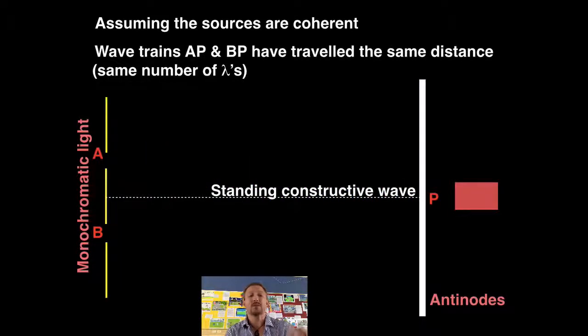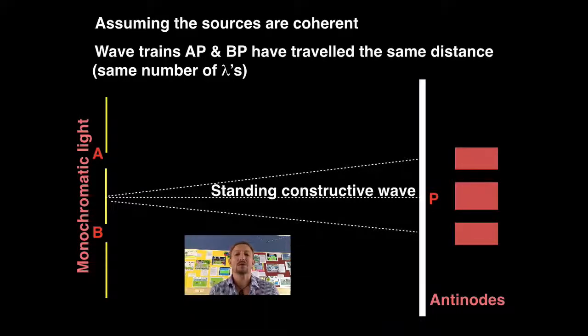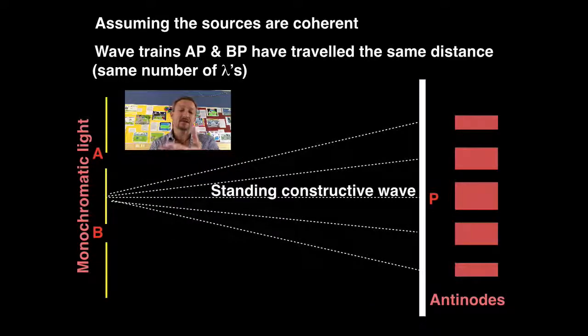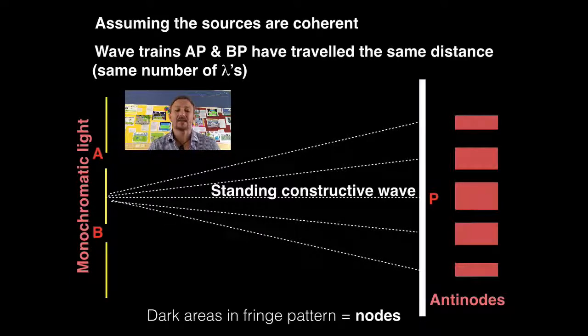Now, as we go further up the screen, we will notice further standing waves which are going to be generated. And as a result, on our screen, we are going to get these fringe patterns. Obviously, as I stated earlier, the dark areas in these fringe patterns are going to be the nodes, where we get this destructive patterning occurring. Well, I hope that sort of explains how wave interference patterns come about.